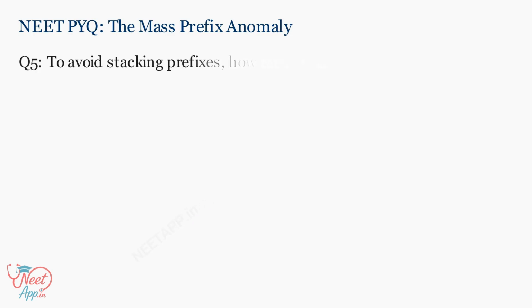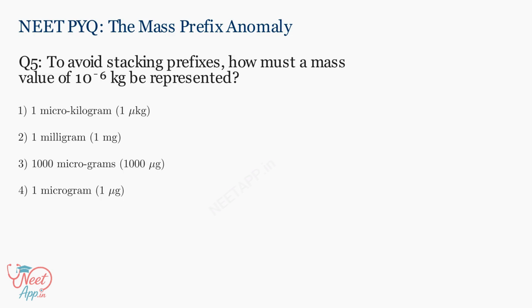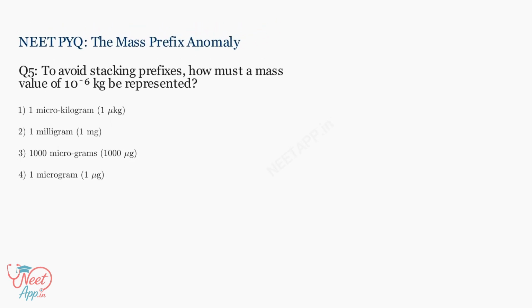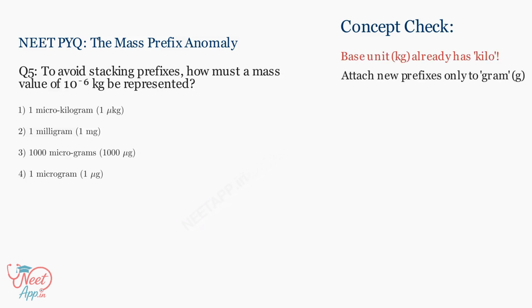We have arrived at question number 5, our final challenge for this concept, the mass prefix anomaly. To avoid stacking prefixes, how must a mass value of 10 to the -6 kilograms be represented? The NTA loves this exact trap. Notice how option 1 suggests microkilogram. This is strictly prohibited. The SI base unit for mass is the kilogram, meaning it already contains the prefix kilo. You can never stack a prefix on top of another prefix. Instead, the NCERT rules dictate that we must attach new prefixes directly to the base word gram.